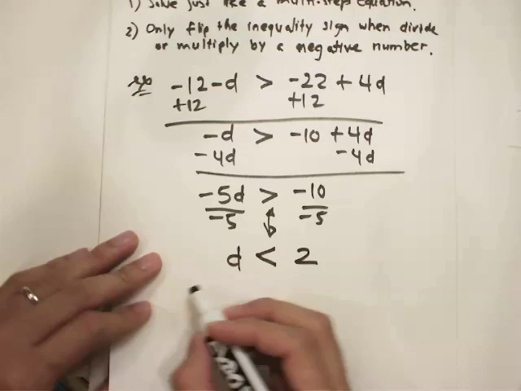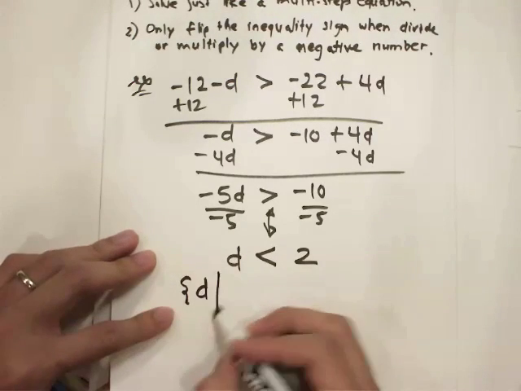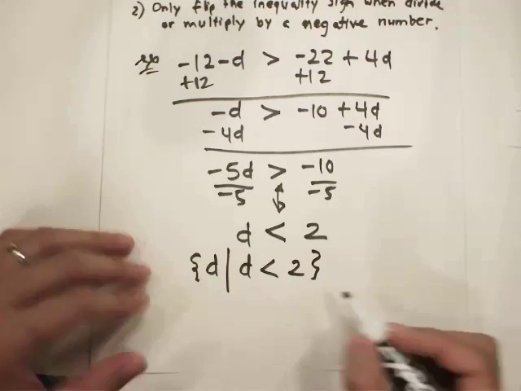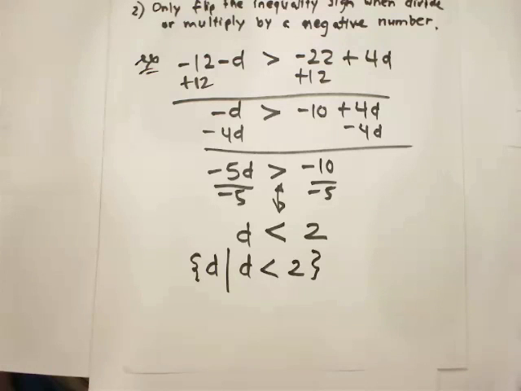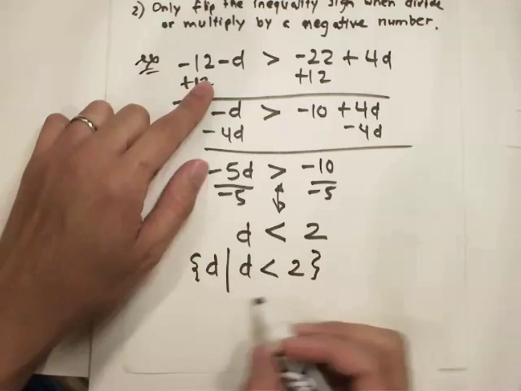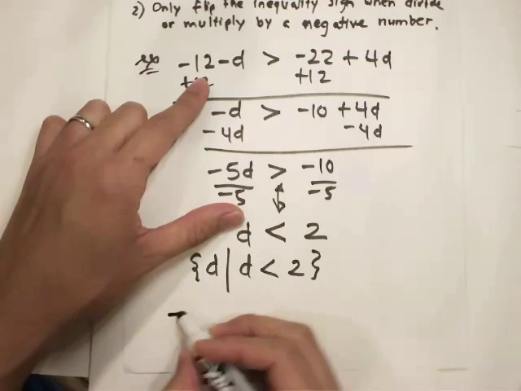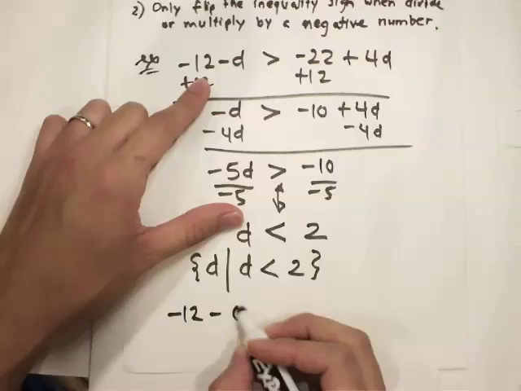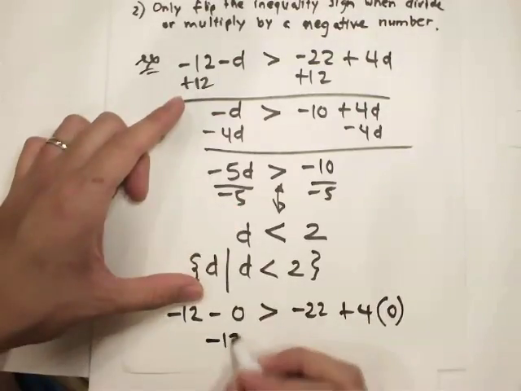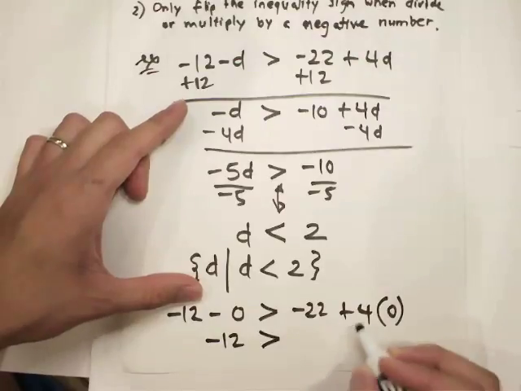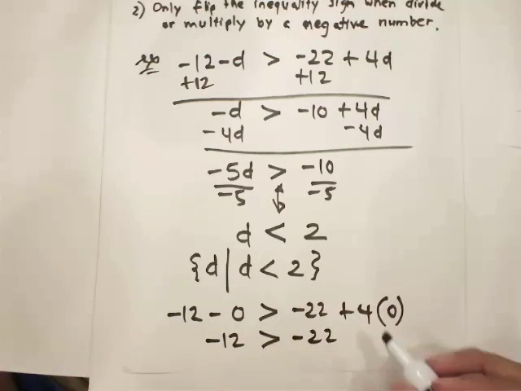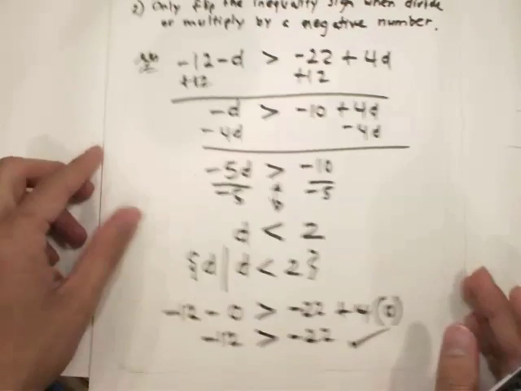So when I write that as a solution set, there exists a d such that d is less than 2. If I had to test to make sure I did it correctly, I would just pick a number that is less than 2. Let's say 0 once again, because it is the easiest one to test. I'm going to plug 0 into my inequality. It's negative 12 minus 0 greater than negative 22 plus 4 times 0. Negative 12 minus 0 is still negative 12. Negative 22 plus 0, since 4 times 0 is 0, is negative 22. And clearly you can see that negative 12 is indeed greater than negative 22. Check. You got that as a solution.